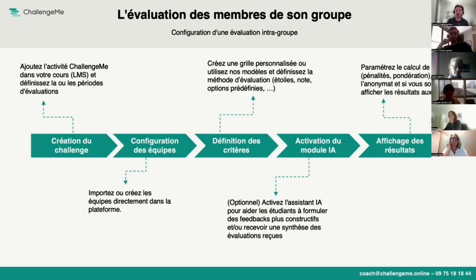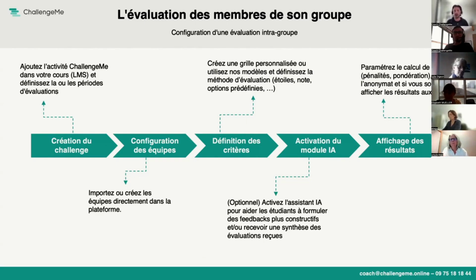Next, once we've created our activity and set up our teams, we'll be able to create a customized criteria grid directly. Now, when I say customized, you can also simply use templates that have already been created by Challenge Me for certain use cases. You can use, or rather retrieve, these templates, and you can modify or adjust them if needed, and so on. And you'll be able to define the evaluation method. So when I talk about the evaluation method, I mean how the students will be able to assess the members of their group. We have several methods.